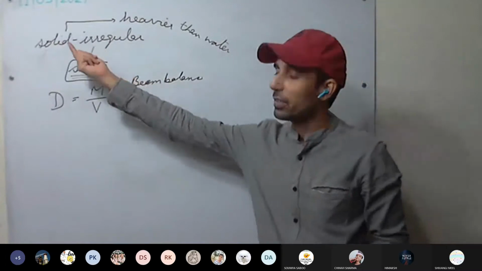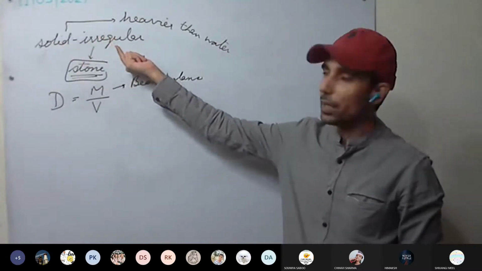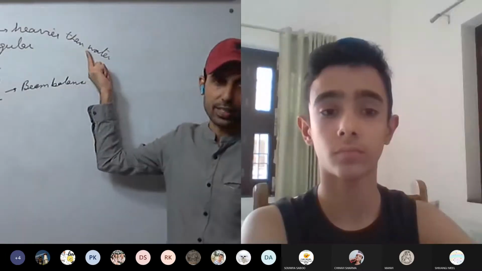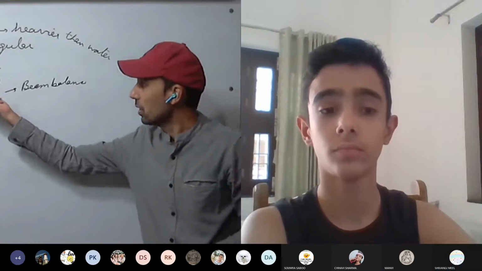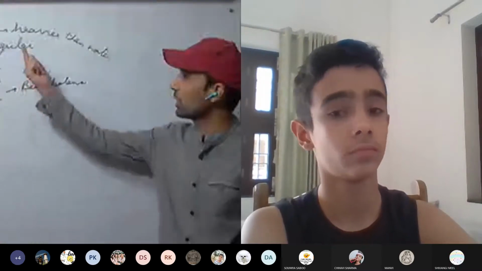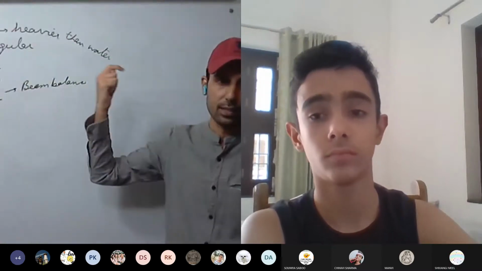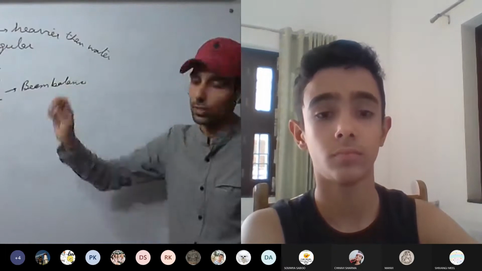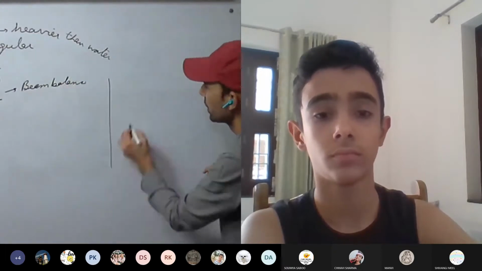So we have a solid that is irregular in shape and heavier than water. Then we are going to measure the volume of the stone, the volume of that solid. This is clear. Okay, how are we going to measure?